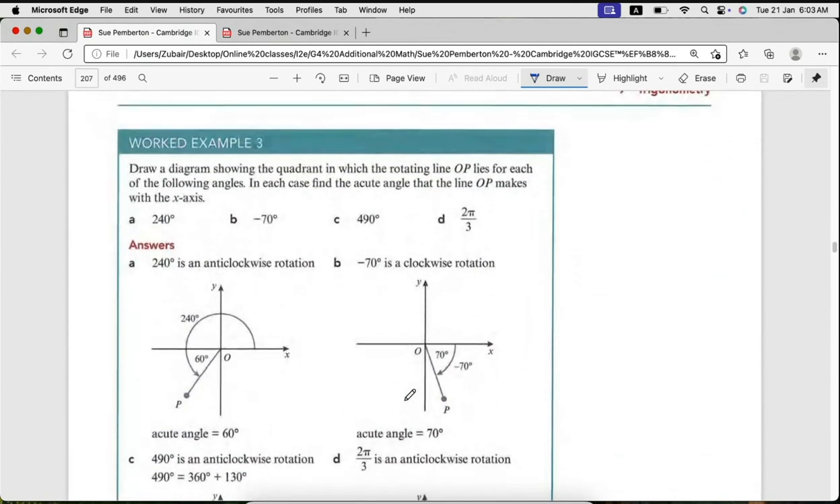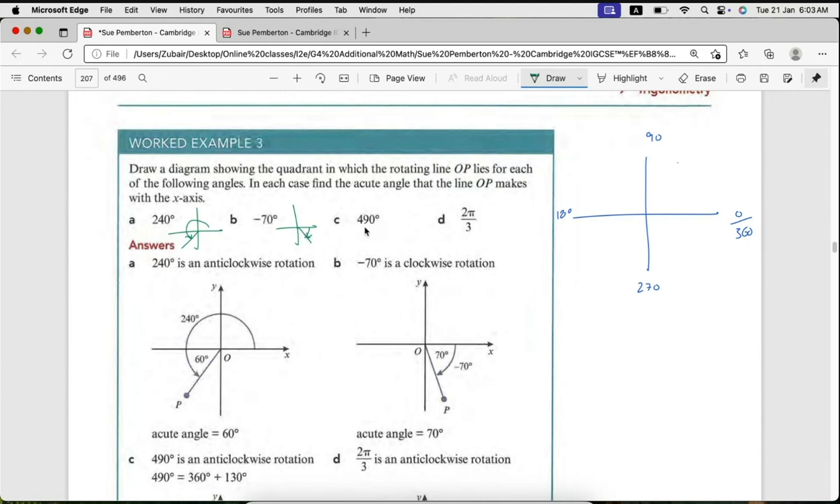Starting from the first quadrant, draw a diagram using the quadrant in which the rotation of OP lies for each of these. So 240. Before doing that, we know this is 0, 90, 180, 270 and ends at 360 again. So you just know that 240 is more than 180 and less than 270. So it would be somewhere here. This is 240. Then negative 70, we have to go clockwise. This is in the fourth quadrant.